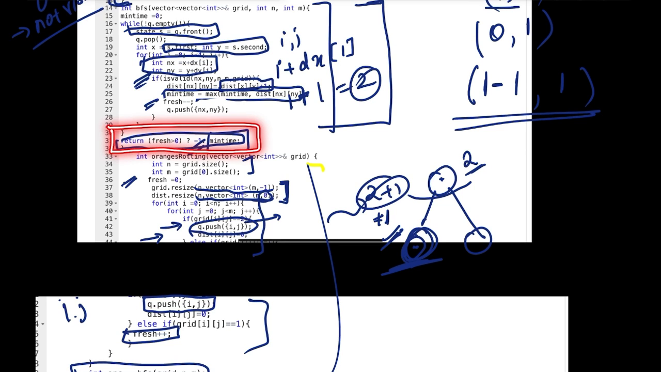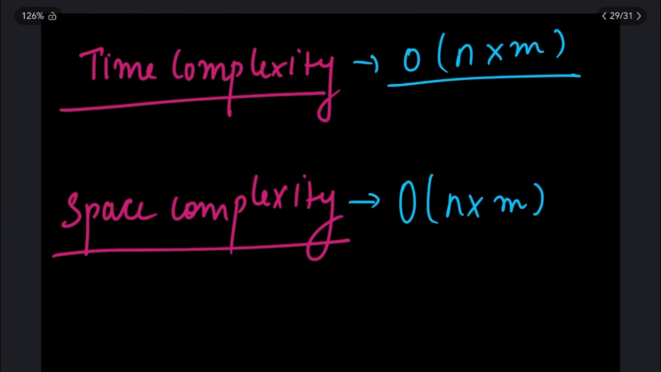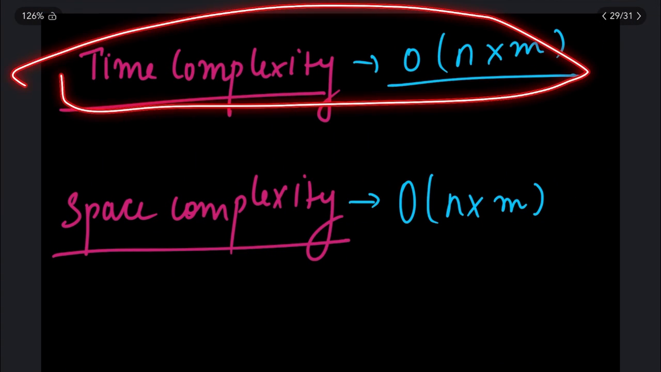Then at last we check if there are still fresh oranges left, meaning fresh is still greater than 0. Then we return -1. That means it is impossible to make all the fresh oranges rotten. Else we return the minimum time of them all. Okay, so that was the whole idea and whole code for this question. I hope you did understand what I taught you.